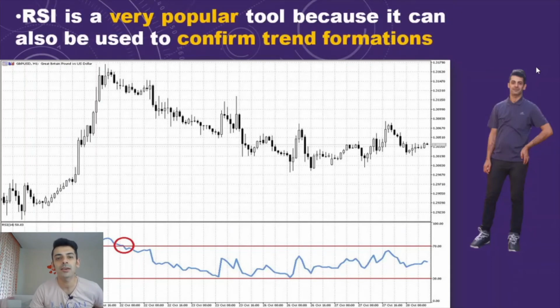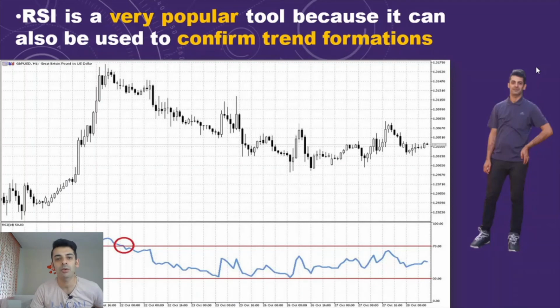How to determine the trend using RSI? RSI is a very popular tool because it can also be used to confirm trend formations. If you see a trend forming, take a quick look at the RSI and look at whether it is above or below 15. If you are looking at a possible uptrend, then make sure the RSI is above 15. And if you are looking at a possible downtrend, then make sure the RSI is below 15.